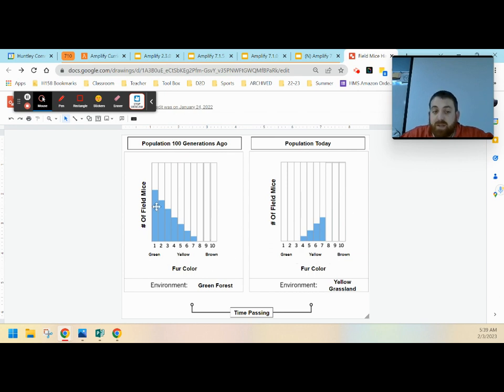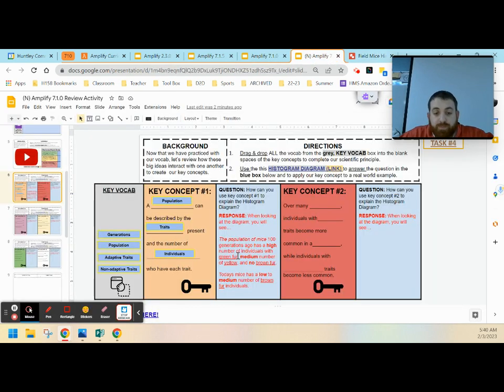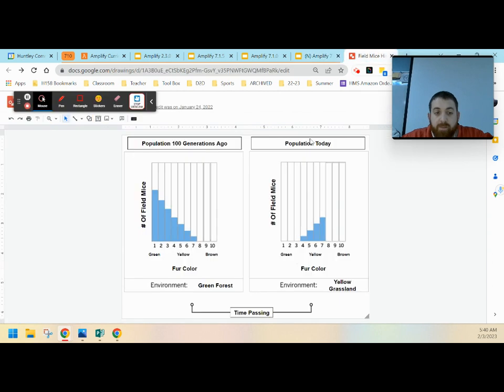And our job is going to be to take our key concept and connect it to what we're seeing here in our histograms. So a population can be described by the traits present and the number of individuals who have each trait. If we're looking at our key concept, we have to ask ourselves, how can you use the key concept to explain the histogram diagram? Well, when looking at the diagram, you'll see the population of mice 100 generations ago had a high number of individuals with green fur. Well, let's take a look. When we look at this, we see we have a high distribution or a high number of individuals with green fur.